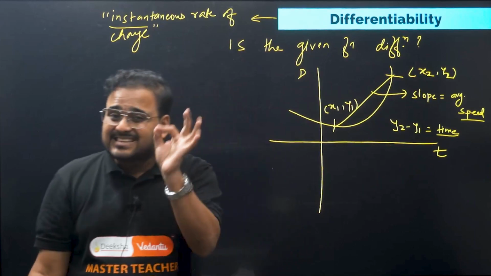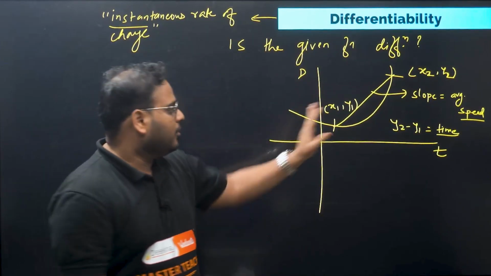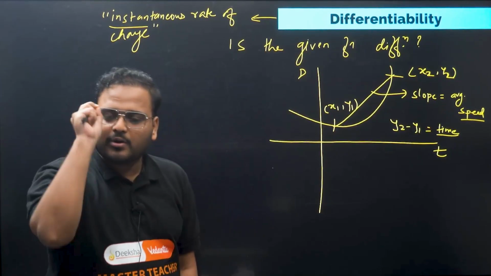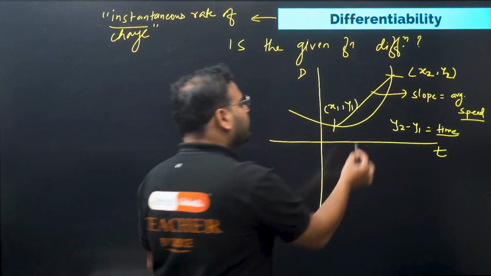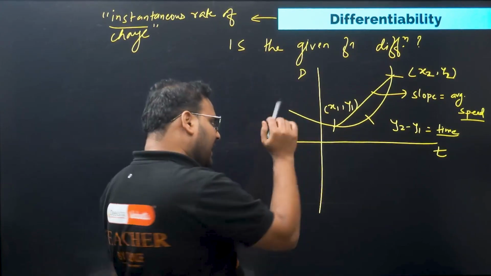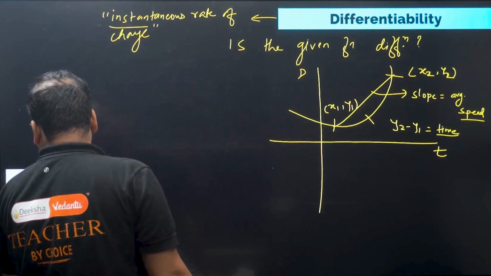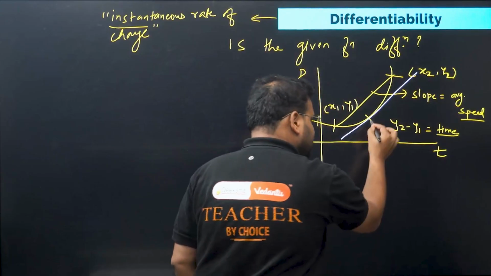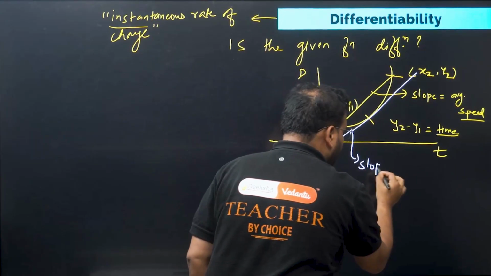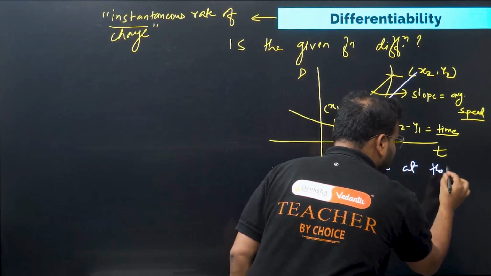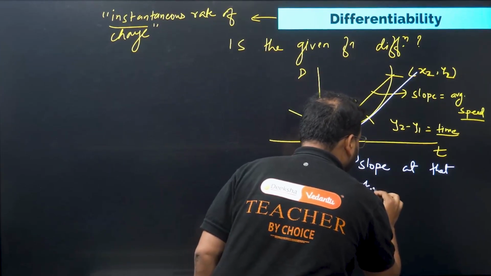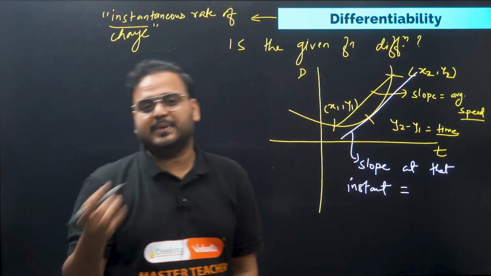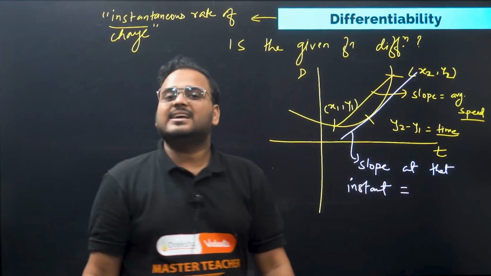But when we go to that instant, that particular moment in the travel of a car, whether it is a vehicle or a person running, whatever it is, in that motion, if we go about the instant, in that particular moment, we have to reach a point. And at that point, if we try to understand the slope again, that slope at that instant is called instantaneous speed. This was average speed. This will be called instantaneous speed.